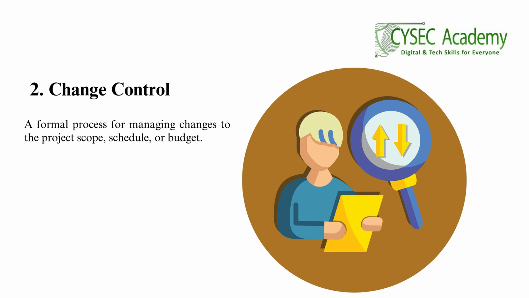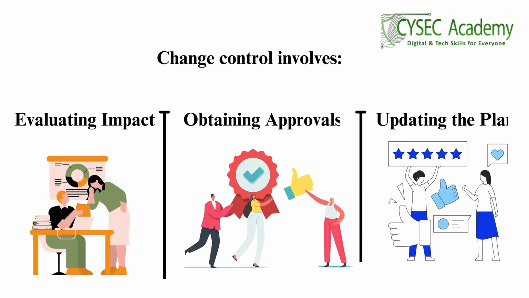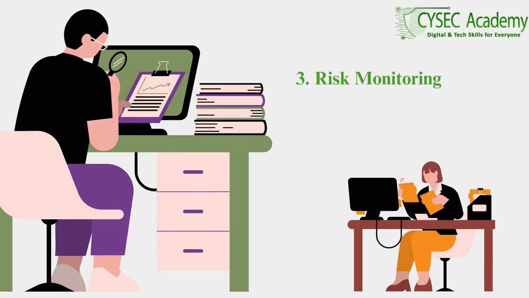During the charity run preparation, you might receive a request to add a new activity, such as a kids race. Change control would involve: 1. Evaluating impact, assessing how adding the kids race will affect the schedule, budget, and resources. 2. Obtaining approvals, getting approval from the event committee or sponsor before making changes. 3. Updating the plan, adjusting the project plan to include the new activity, such as revising the budget and scheduling additional volunteers.